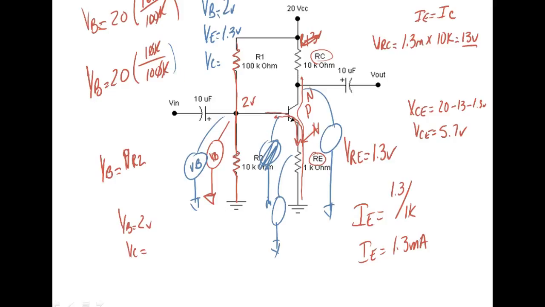Okay, guys, VC. So we know VB is equal to 2 volts. We know that VE is equal to 1.3 volts. So what's VC equal to? So what'd you say?